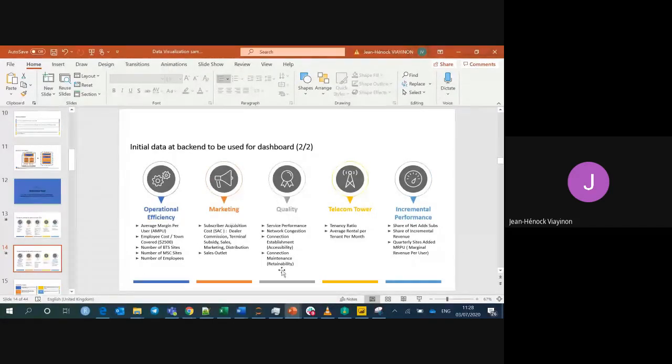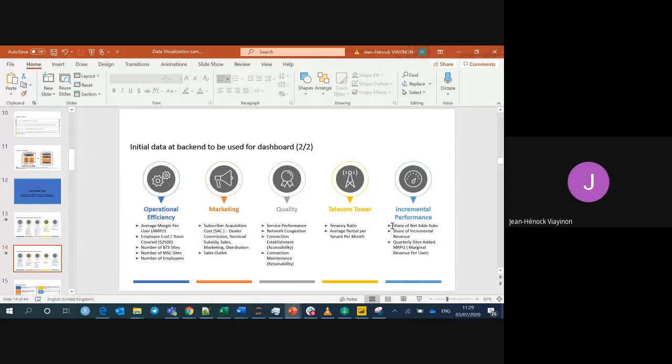About the quality of your service, you will design some KPI, for example, service performance, the network congestion, the connection, the connection maintenance. Those kinds of KPI are going to let you appreciate how good your quality of experience is, how much better the service you are selling is compared to the other operators operating in the same area as your company.